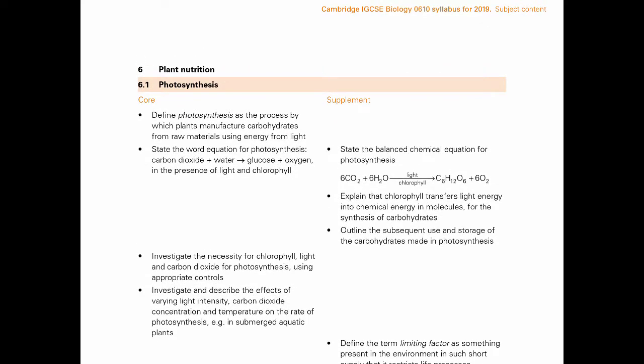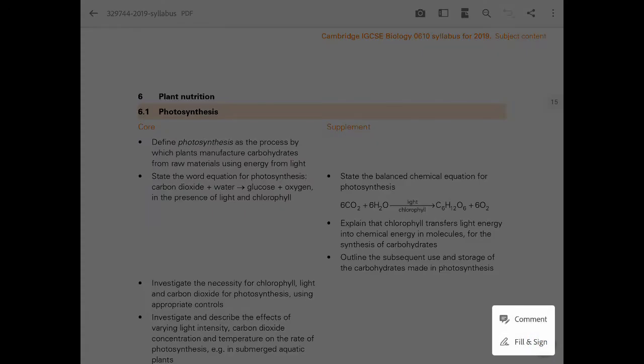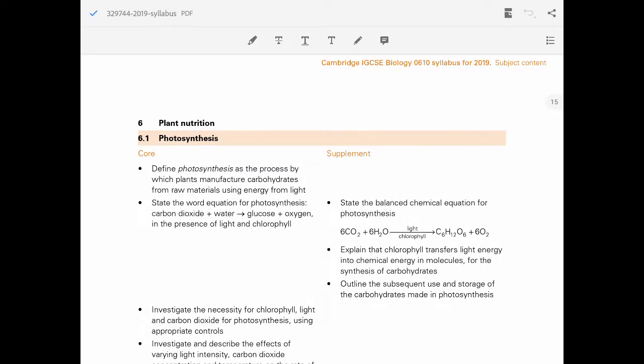Hey guys, today we'll be learning about Unit 6.1, which is Plant Nutrition. Photosynthesis. Okay, photosynthesis is a process by which plants manufacture carbohydrates from raw materials using energy from light. That you have to memorize.